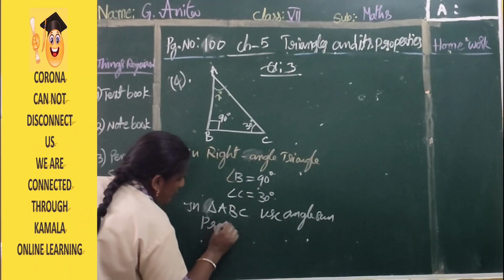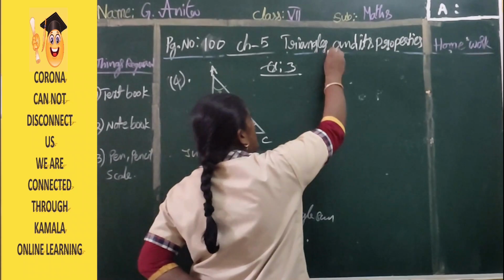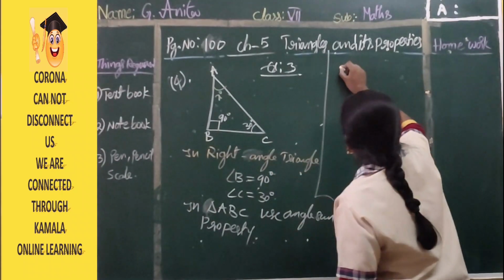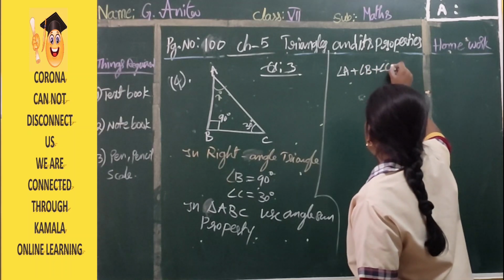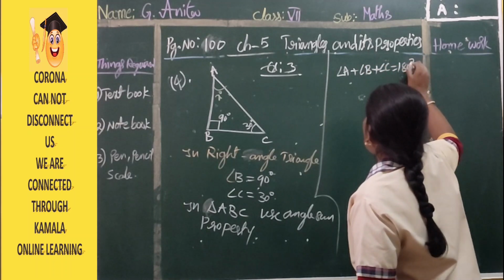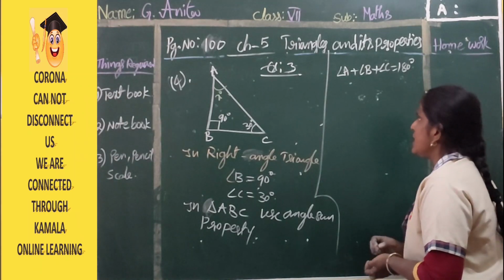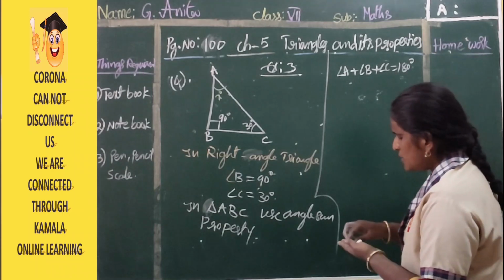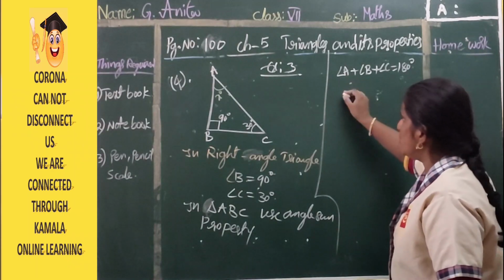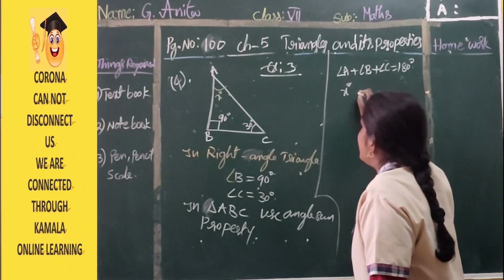So what is the angle sum property? The angle sum property is nothing but the sum of all angles is equal to 180 degrees. So angle A plus angle B plus angle C should be equal to 180 degrees. Clear children? In this, angle A we don't know, we are assuming it as x degree. We need to find angle A only.